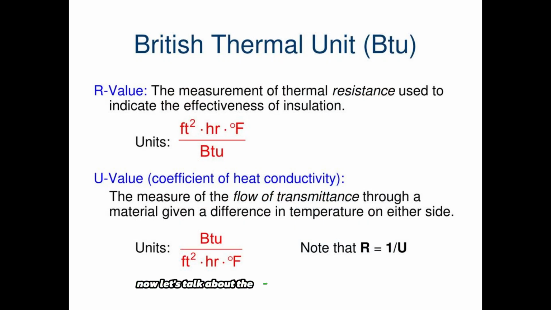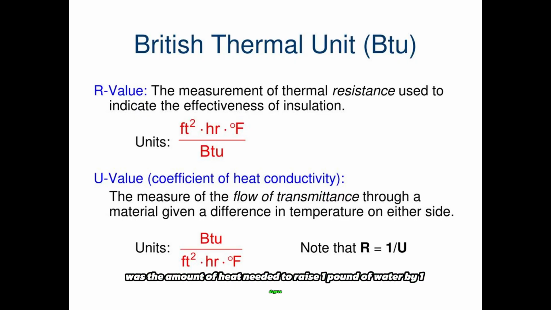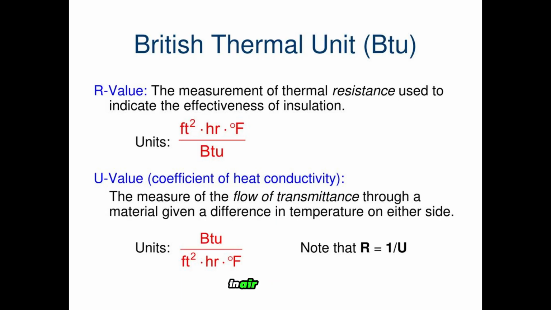Now let's talk about the unit we use to measure heat. BTU, British Thermal Unit. 1 BTU was the amount of heat needed to raise 1 pound of water by 1 degree Fahrenheit. In air conditioning, removing 12,000 BTUs per hour equals 1 ton of cooling. So if your unit is 3 tons, it's removing 36,000 BTUs per hour.